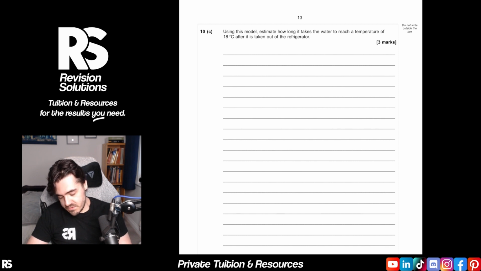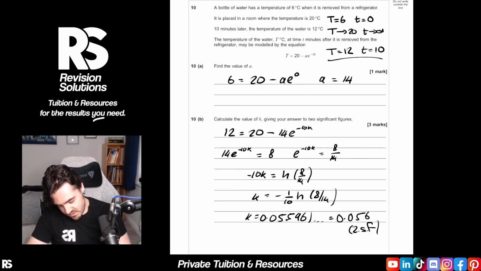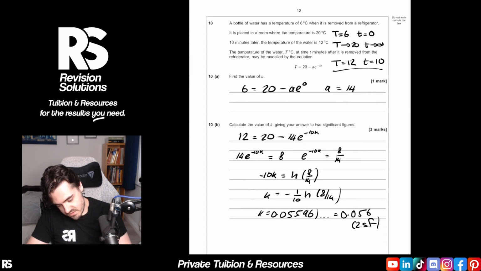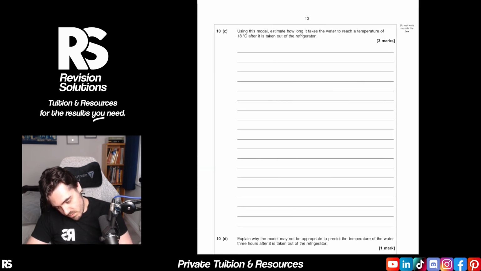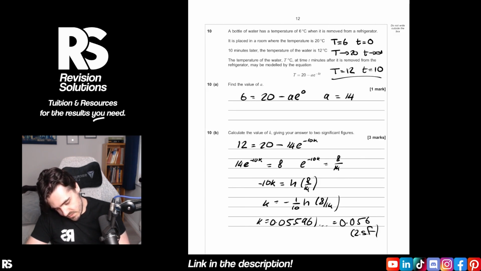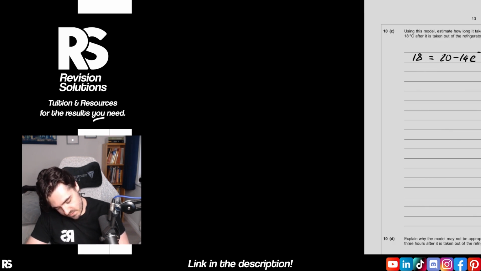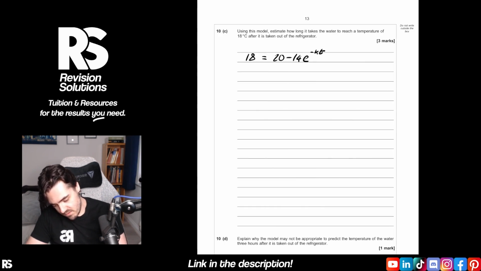Part C then says, using the model, estimate how long it takes the water to reach a temperature of 18 degrees centigrade after it is taken out of the refrigerator. So that's pretty similar to the calculation we did a moment ago, but let's actually use the model and work out what it is. So we want the temperature to be 18, and that's going to equal 20 minus 14 e to the minus kt. I'm just going to leave it as k now because it's quite an annoying value to keep writing out. And we'll use our k that we found in a minute.